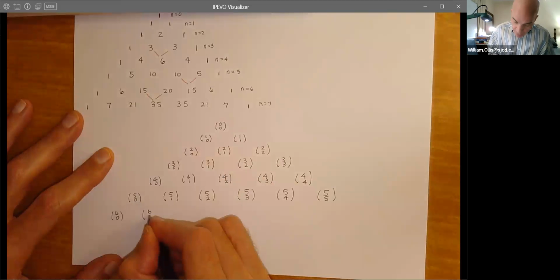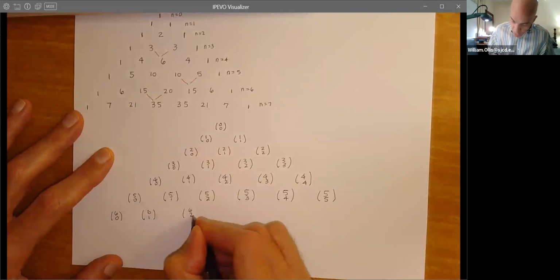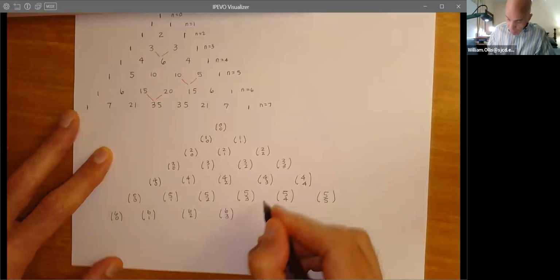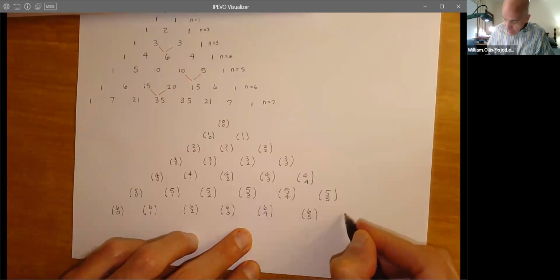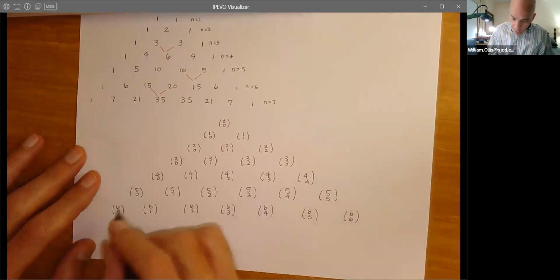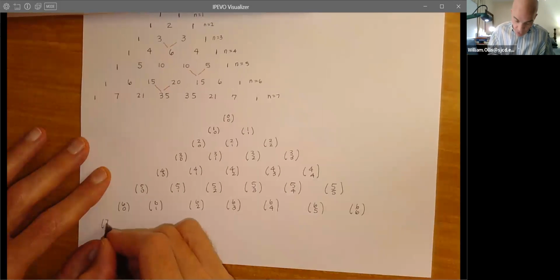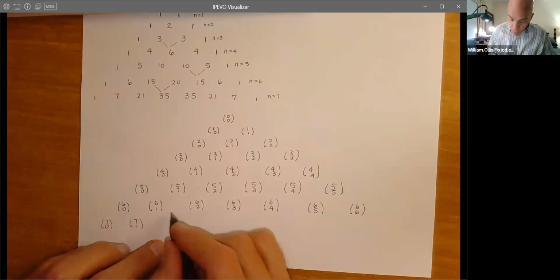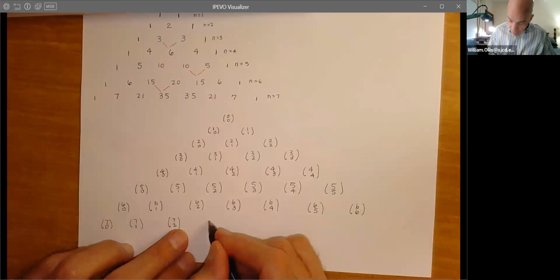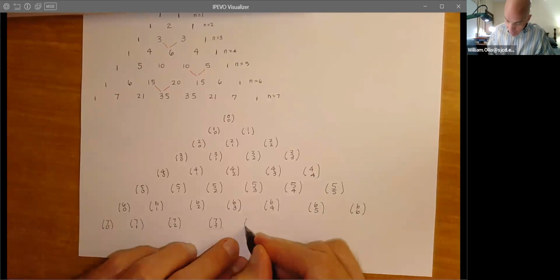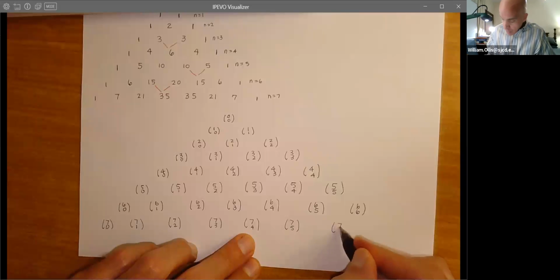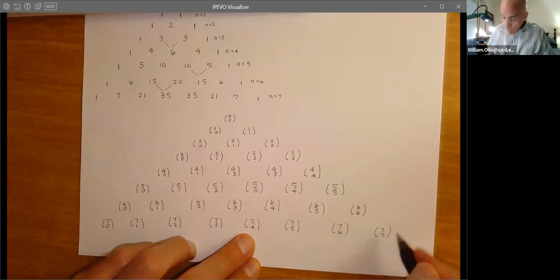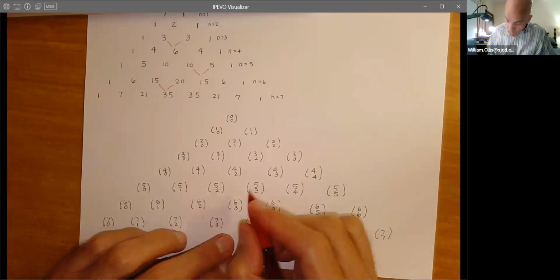6 choose 0, 6 choose 1, 6 choose 2, 6 choose 3, 6 choose 4, 6 choose 5, 6 choose 6. Obviously, we can go on forever. And let me just go ahead and put the last row here. 7 choose 0, 7 choose 1. So for every n, we're getting n plus 1 terms. 7 choose 2, 7 choose 3, 7 choose 4, 7 choose 5, 7 choose 6, and 7 choose 7. So now what you're seeing is this is truly what's going on.